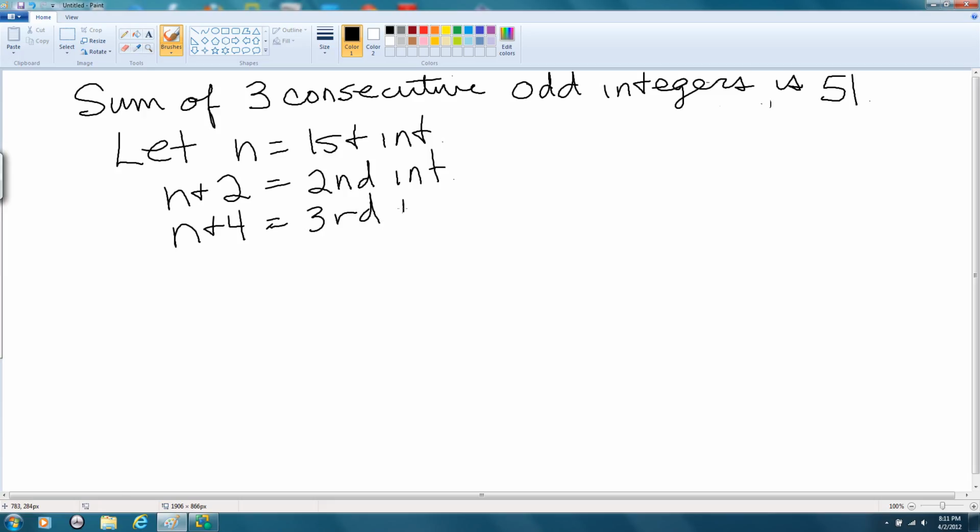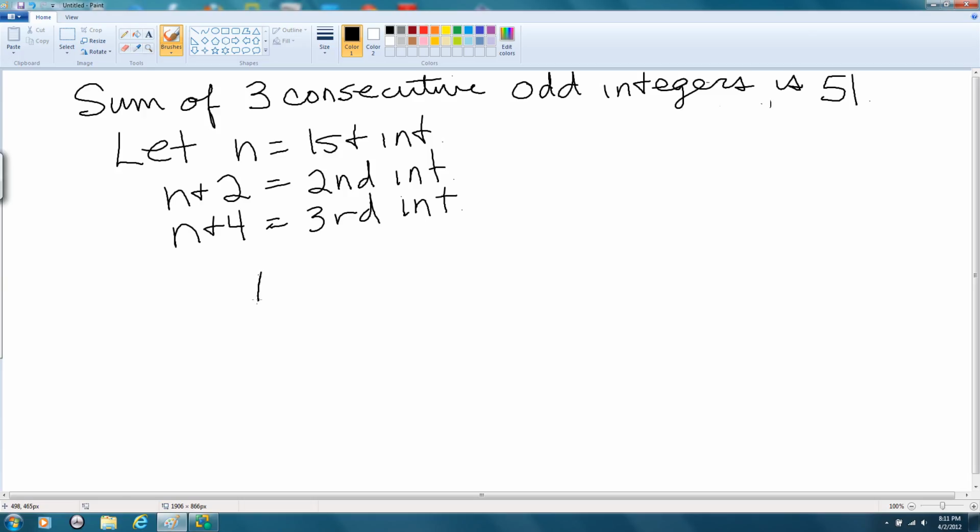Now, I'm not going to do it because it's going to be the same, but this is the same if it was consecutive even integers, by the way. Because with consecutive even integers, think of 2, 4, 6. To go from 2 to 4, it's n plus 2, and to go from 2 to 6, it's n plus 4. So same type of thing here, whether it's even or odd.